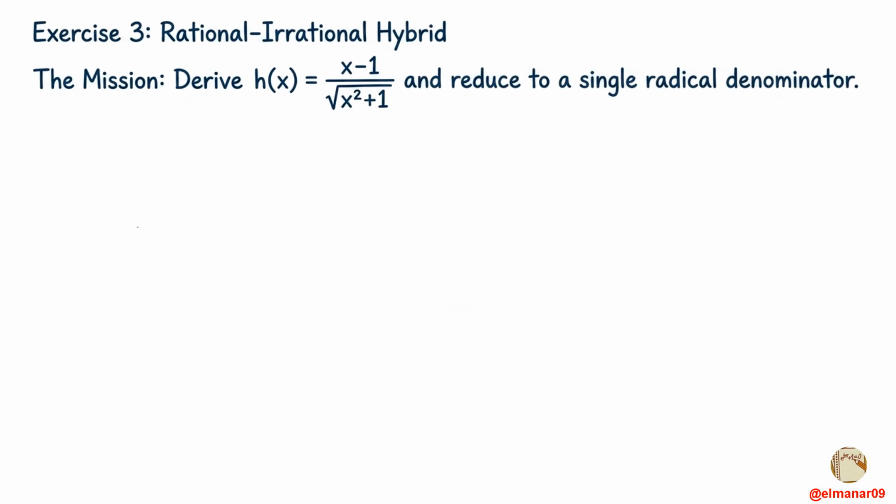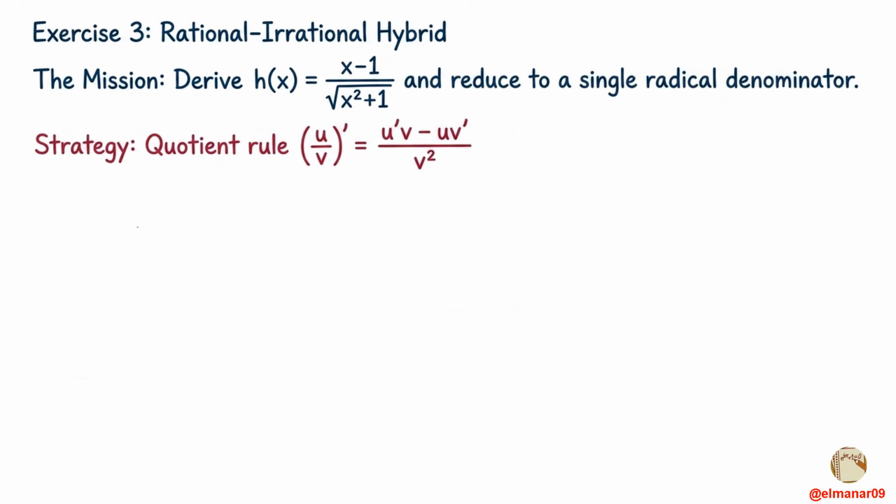Exercise 3 presents a rational-irrational hybrid. We need to derive h of x equals x minus 1 divided by square root of x squared plus 1. Because it's a fraction, we use the quotient rule. u over v prime equals u prime v minus u v prime divided by v squared. Let's set it up. u is x minus 1, so u prime is 1.